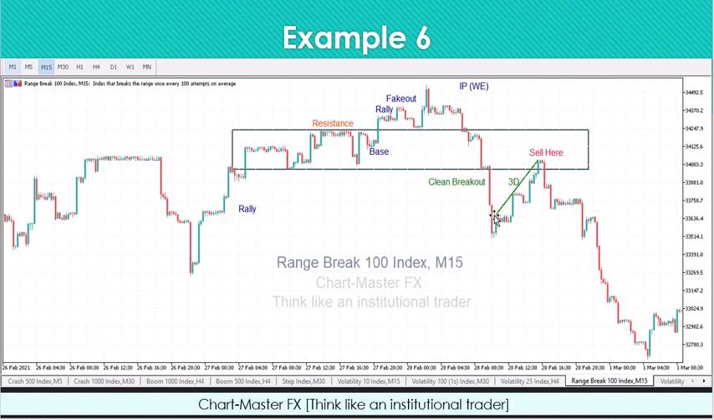Once it does that, guys, then you wait for the price to come back to that base. Once it comes back to that base, then you can sell at the bottom of the base. You put your stop loss here. So this one, guys, you can also use it as an impactful pattern.